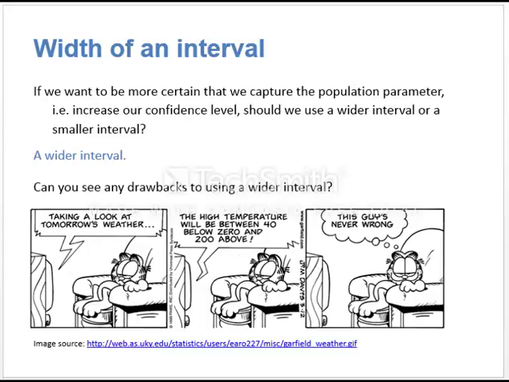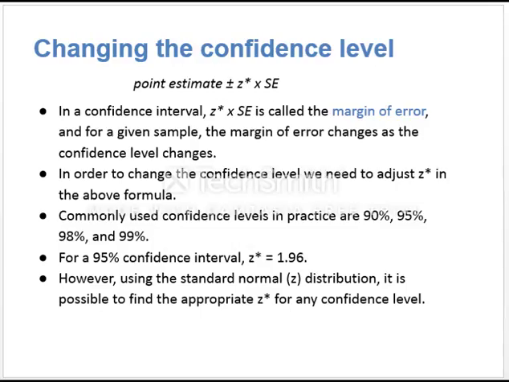So when we want to report an interval, we want it to be wide enough to have a large degree of confidence and to have a high probability of capturing that population parameter, but we don't want it to be so wide that a person goes, well, yeah, but you've told me nothing about what I need to know. So we need it to be informative.